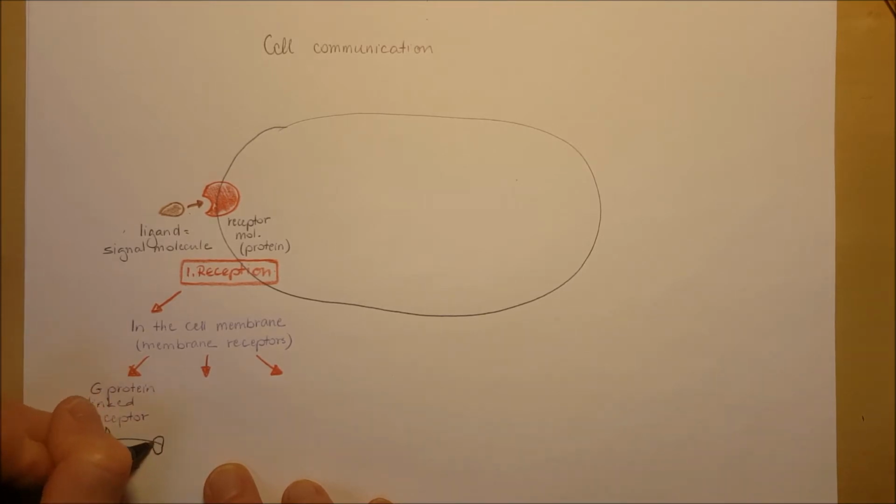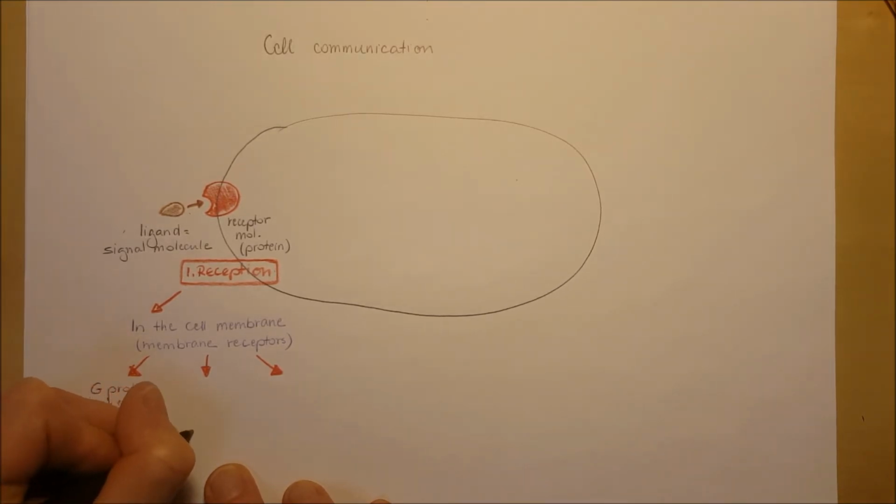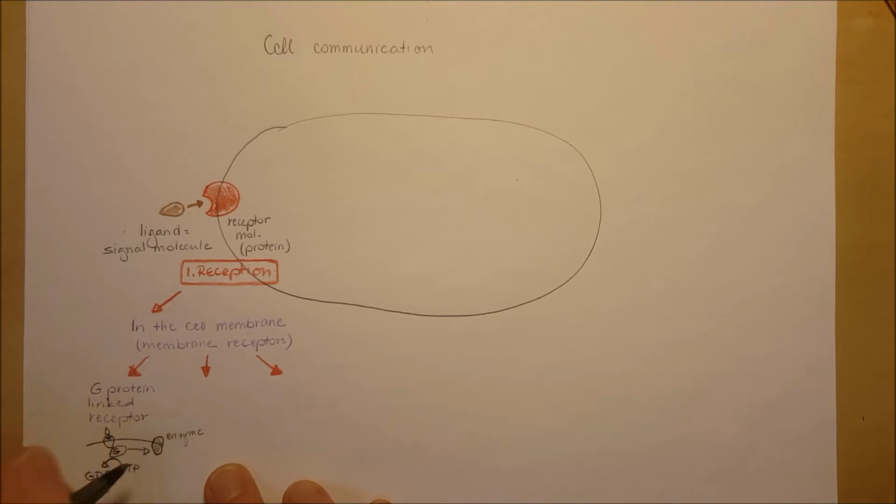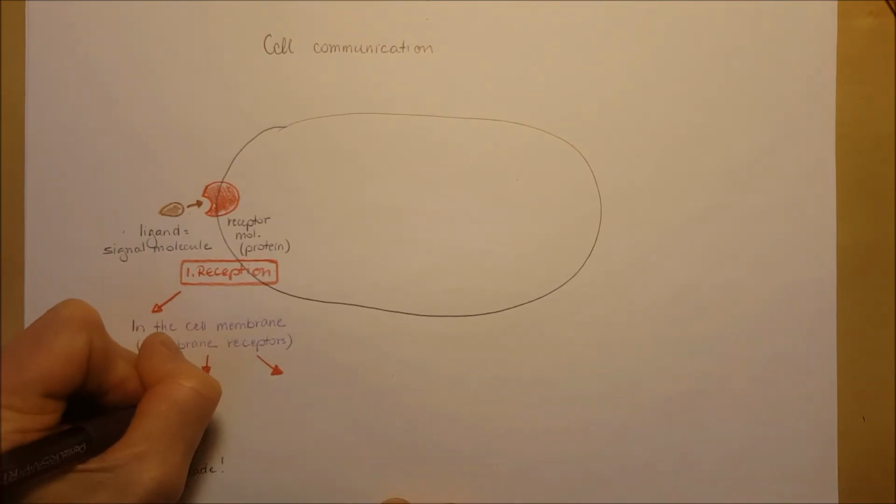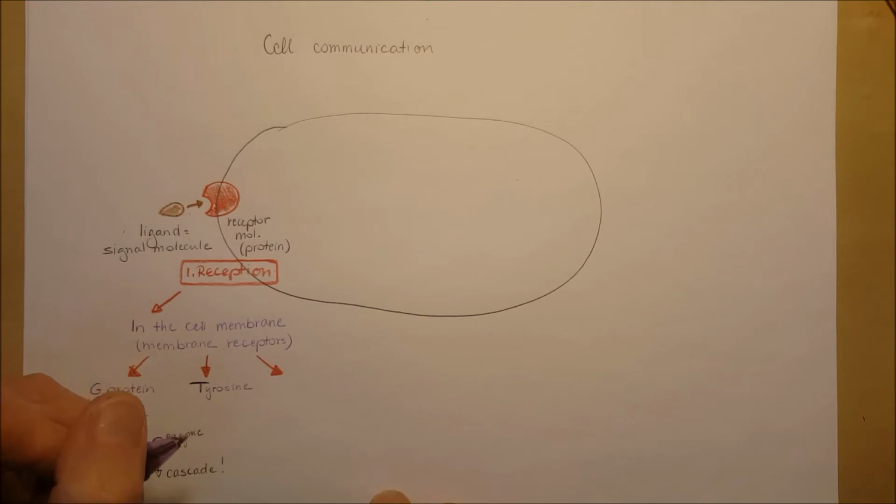And the G protein is going to move to an enzyme and change the enzyme's configuration, and the activated enzyme will start to provoke a cascade reaction that the cell will respond to that signal.